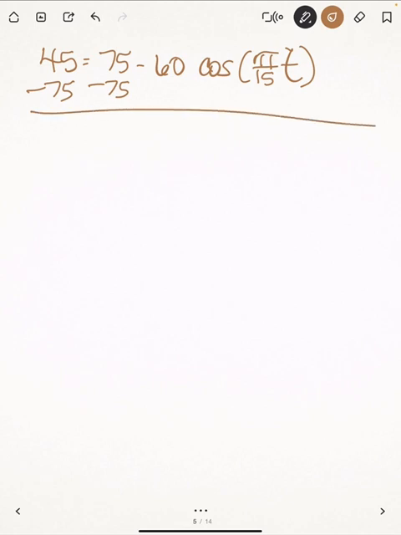Because remember, we want the equation to stay equivalent. Well, 45 minus 75 is negative 30. And then 75 minus 75 cancels, leaving us negative 60, sorry, negative 30 equals negative 60 cosine of pi over 15 t.